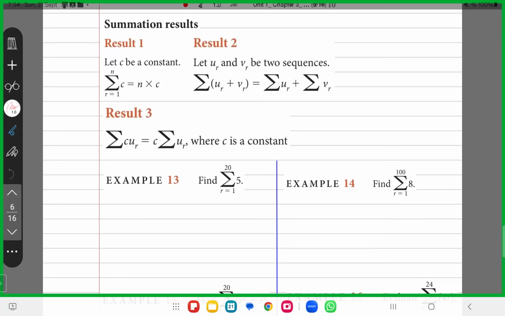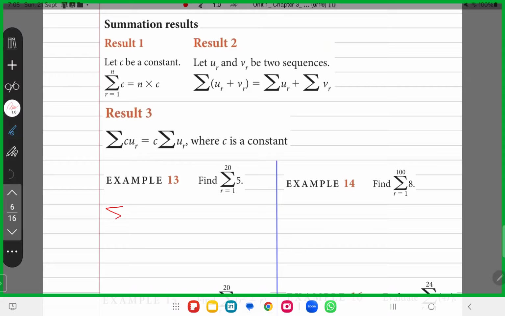All right, so the next thing we're moving on to is summation results. So these are the three results. You have result 1, result 2, and result 3. Result 1 says let C be a constant, then the sum of C from R equals 1 to R equals N is equal to N multiplied by C. All right, so let me try and explain this.